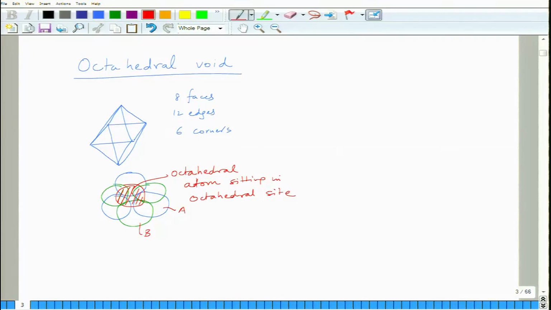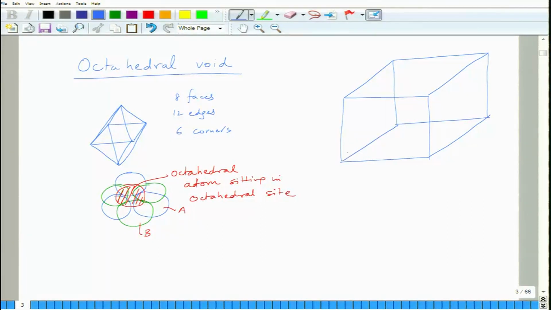How do you visualize this? This octahedra is a little tricky to visualize. So let me show you first the Fcc structure. It is easy to visualize in case of Fcc structure, it is difficult to visualize in case of HCP structure.